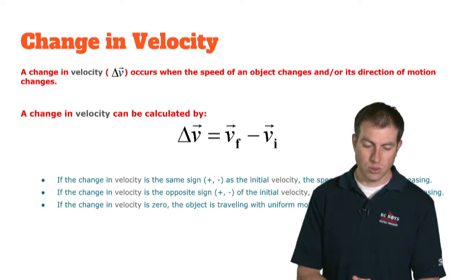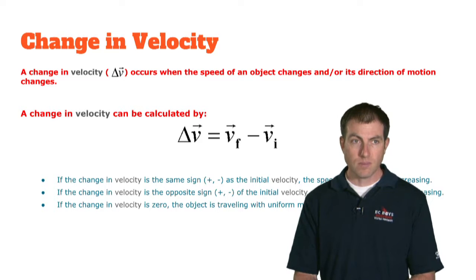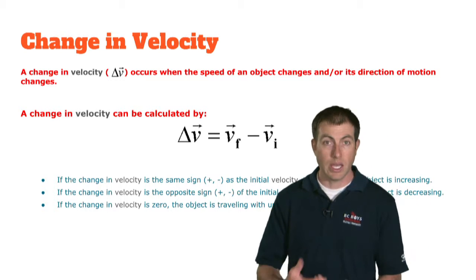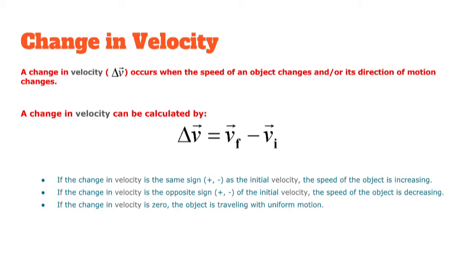So we can run into 3 situations. The change in velocity can be positive if your final is bigger than your initial. The change in velocity can be negative, meaning your initial is bigger than your final. And then your change in velocity can be 0, which means you're traveling with uniform motion.